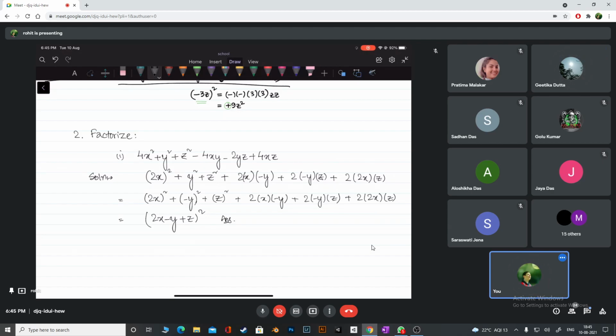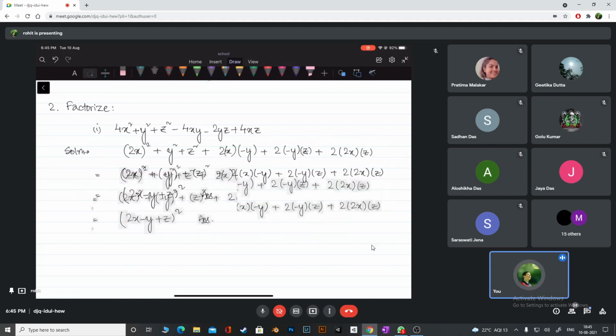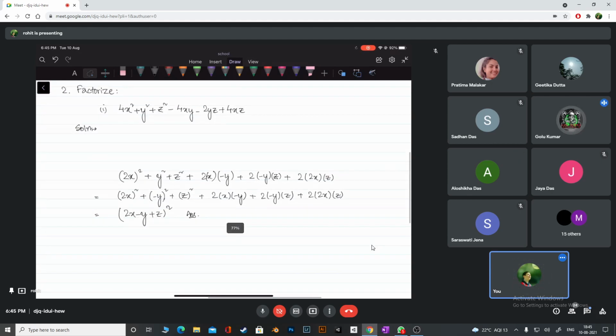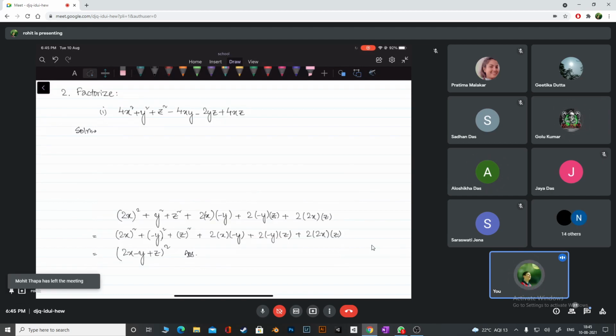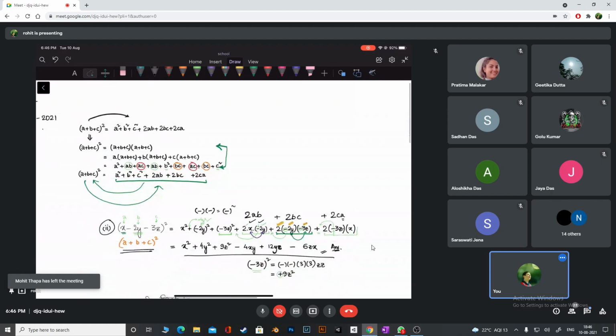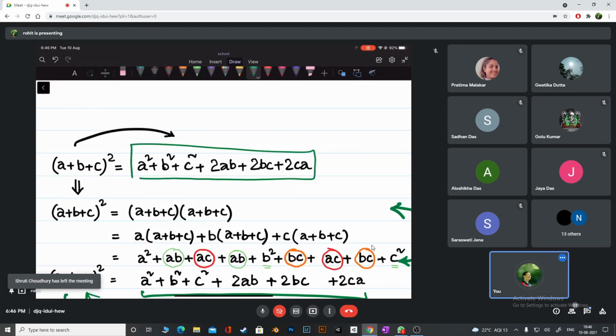Can I start, guys? Okay, now what is the meaning of factorize? Tell me. Factorize means, are we going to write in the expanded form or the short form? Expanded form we have done. Short form, look at this. This is called expanded form, this one. This is called what form? Expanded form.